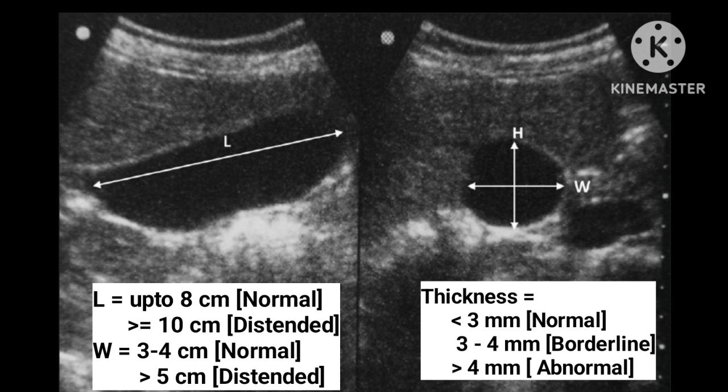Less than 3 millimeter is normal. 3 to 4 millimeter is borderline. More than 4 millimeter is abnormal. Remember, again I am telling, the length of the gallbladder is measured in longitudinal section. The thickness of the gallbladder is measured in transverse section. But width or diameter is measured in both longitudinal and transverse section.